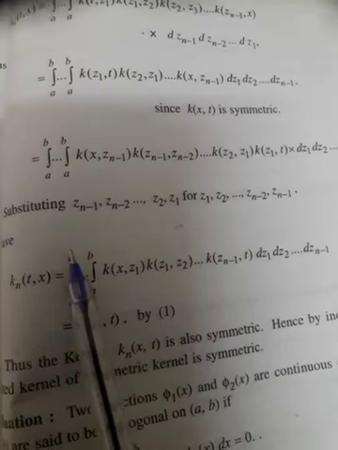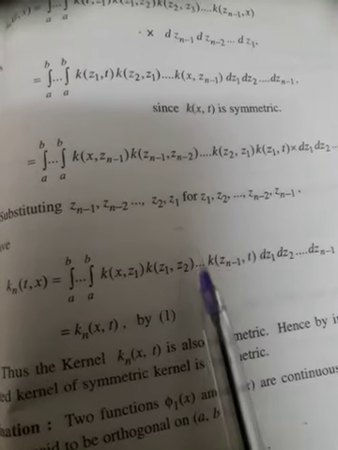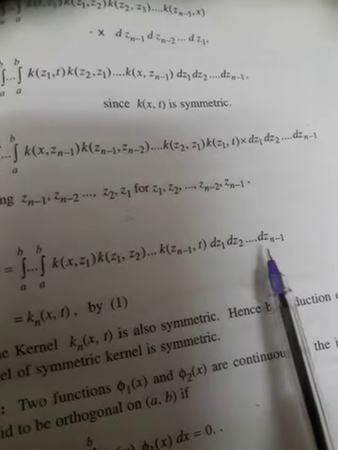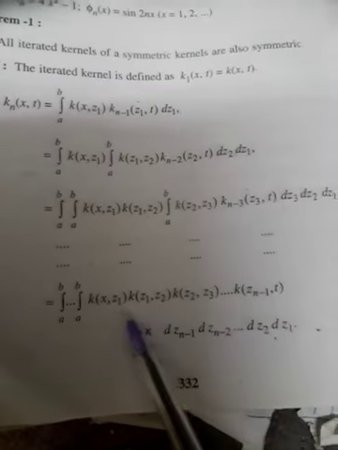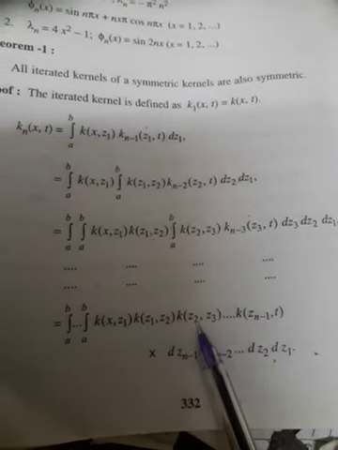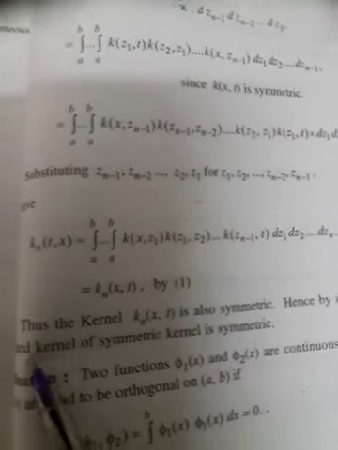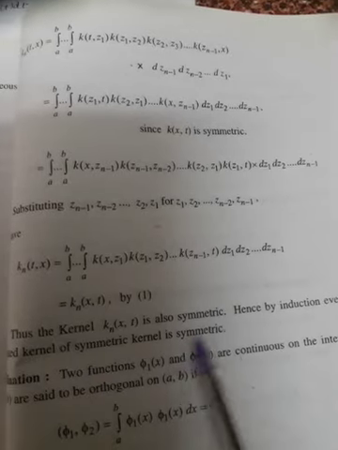So kn of t comma x we got as integral a to b k of x comma z1, z1 comma z2, up to z n minus 1 comma t, the last term we have written. Z1 means z n minus 1, t, and dz1, dz2 and so on up to dz n minus 1 as it is. So this entire term is nothing but resembles the first one: k of x comma z1, z1 comma z2, z2 comma z3 and so on, z n minus 1 comma t. This is the term which is nothing but kn of x comma t. So both are equal. Therefore kn of t comma x is equal to kn of x comma t. Thus kernel kn of x comma t is also symmetric. Hence by induction every iterated kernel of a symmetric kernel is always symmetric.